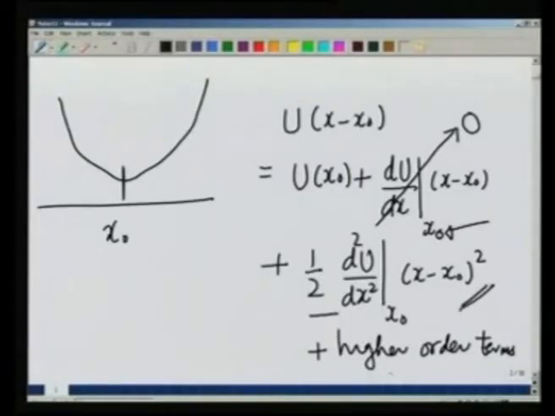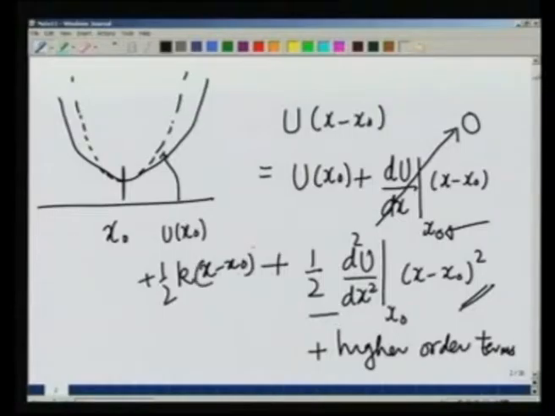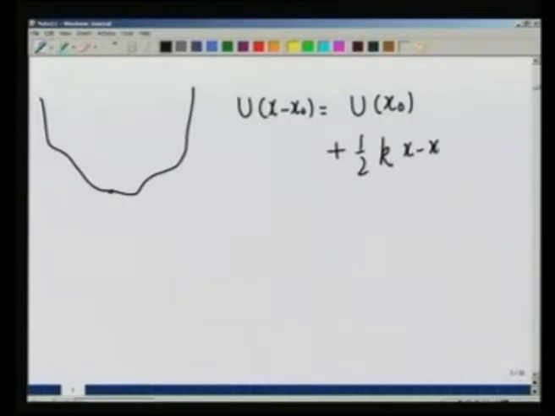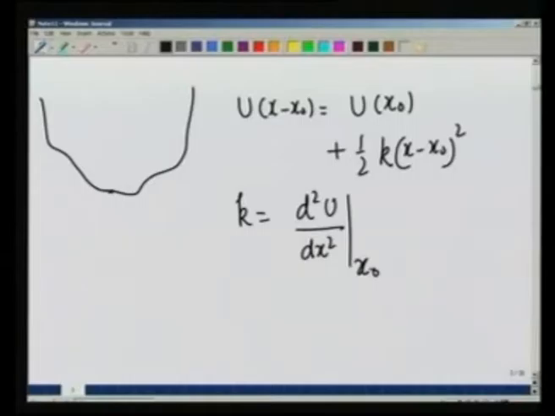If I retain only this term and drop the higher order terms, then I would be approximating the potential about the stable equilibrium point by something like a parabola, which is nothing but U(x0) plus 1/2 some constant k (x minus x0) squared. So if the particle is in some equilibrium position, then in general I can write the potential energy about that point as U(x0) plus 1/2 k (x minus x0) squared, to a good approximation, where k is the second derivative of the potential energy at this point, and since this is a stable equilibrium point, the minimum of potential energy, this is greater than 0.